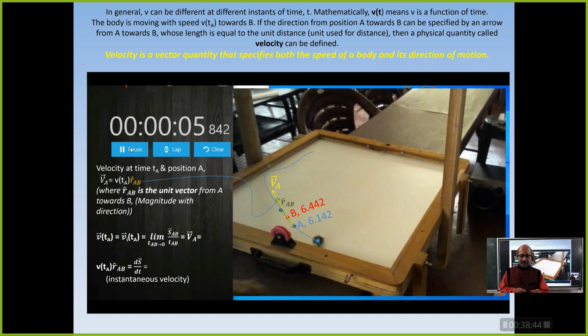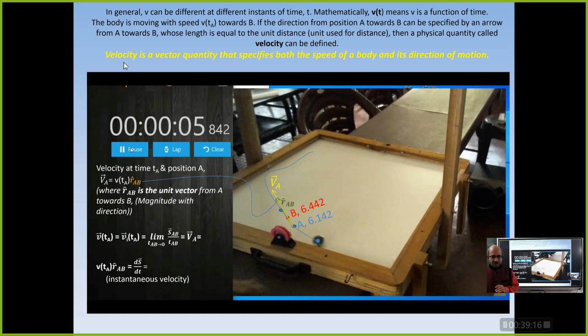The body, and now I can give some values of t. So at position A, the value of t is Ta. So V of Ta, and it is moving towards B. If the direction from position A towards B can be specified by an arrow from A towards B, whose length is equal to the speed, the physical quantity is called velocity.